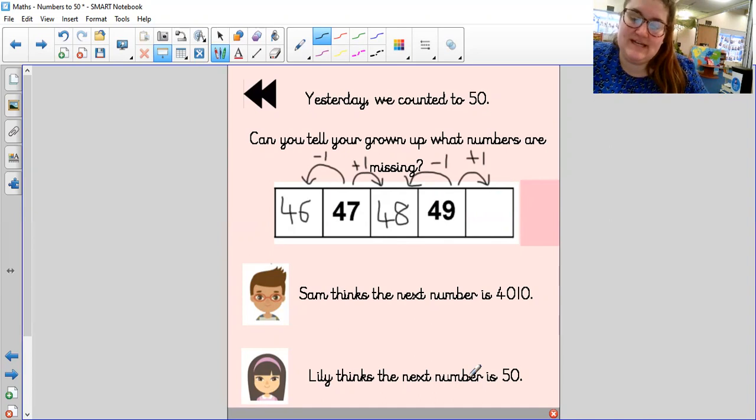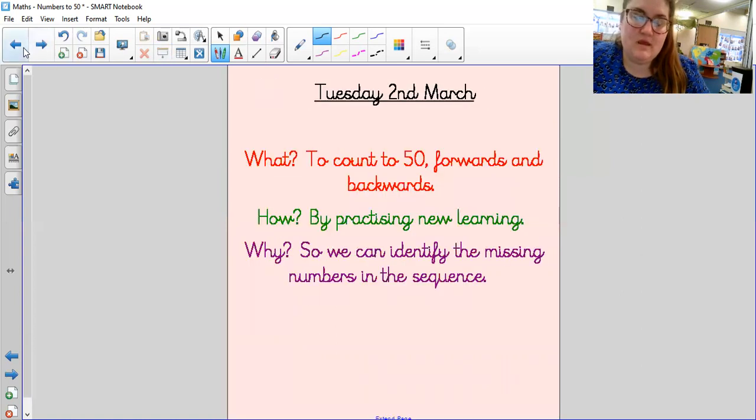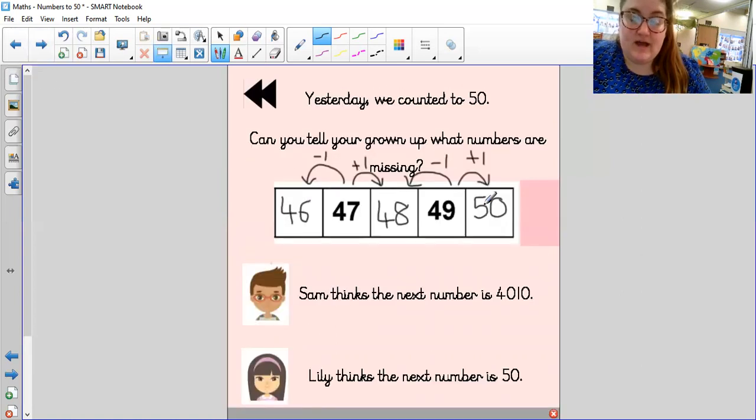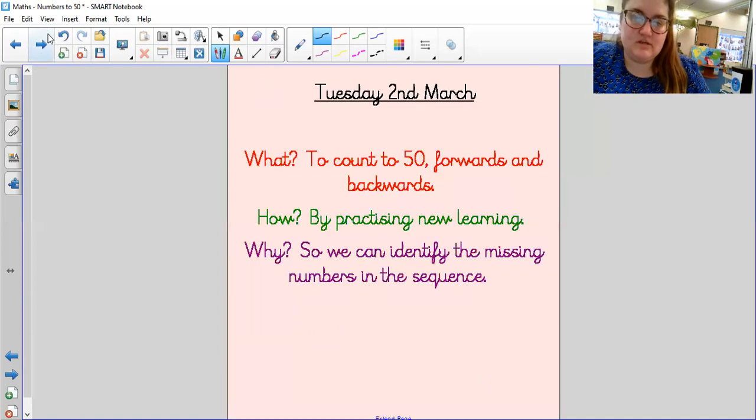So well done if you said Lily is correct, because we don't say 4010. When we get to 49, we make a new 10, which would be 50. So Lily is correct. Bearing in mind as well that I said 50, not 15. Let's make sure we're pronouncing those numbers correctly.